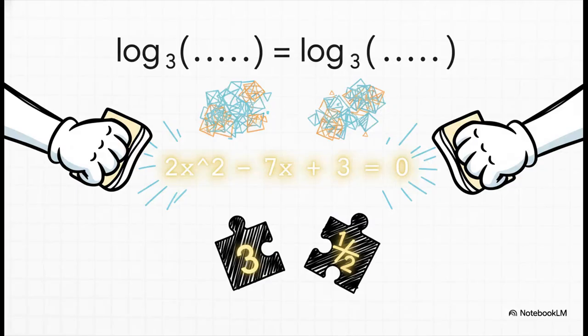And here comes the cool part. We've got log base 3 of something on the left and log base 3 of something on the right. If that's true, then the somethings have to be equal, right? So we can just drop the logs. And look what was hiding in there the whole time. A quadratic equation. Who knew? So we just rearrange it a bit, solve it, and we get two potential answers, x equals 3 and x equals 1/2. But I said potential. Are they both actually valid?